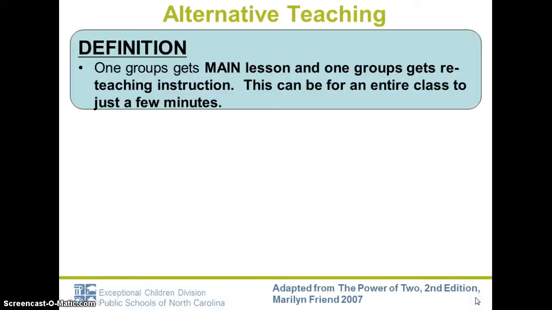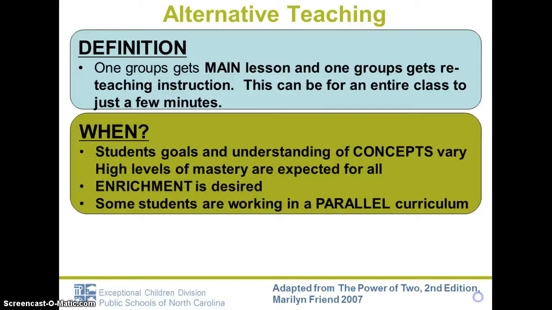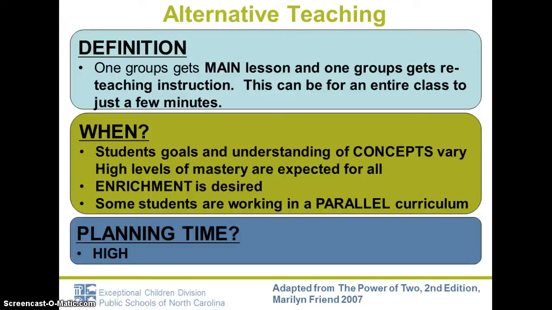So with alternative teaching, one group gets a main lesson and the smaller group gets a reteaching lesson. This can be for an entire class or it can be for just a few minutes. You might want to use this when the students' goals and understanding of concepts vary, but high levels of mastery are expected for all. You may want to use it for enrichment, and you may want to use it when some students are working in a parallel curriculum. This requires a high level of planning time to make sure that the needs of all students are met.